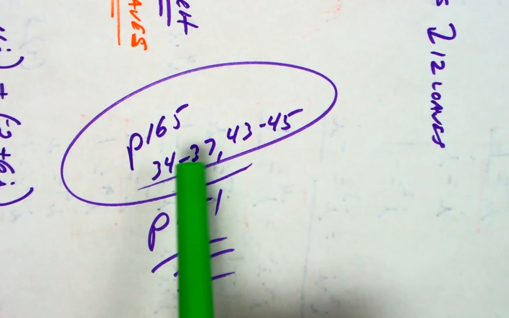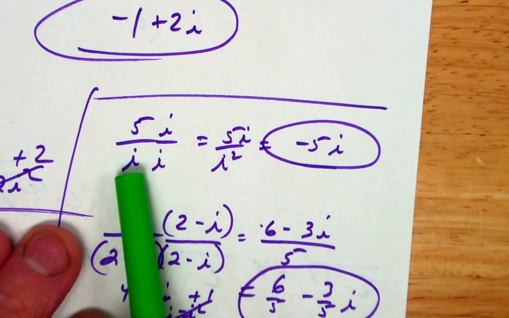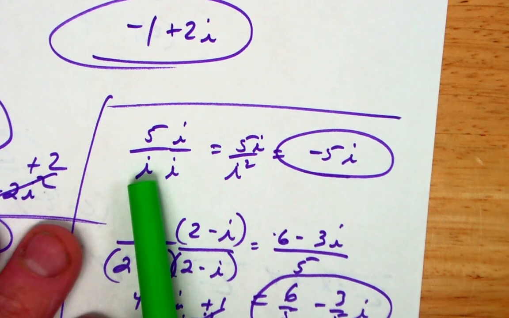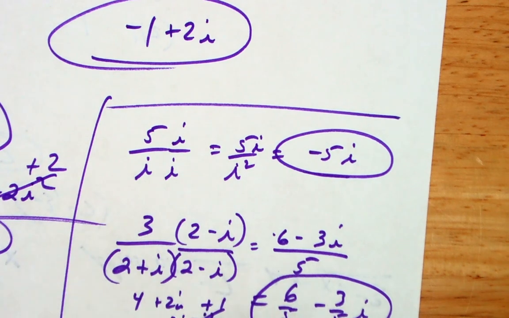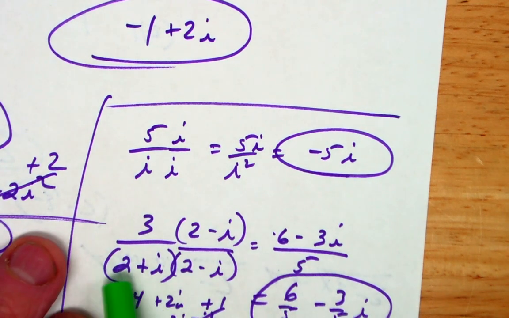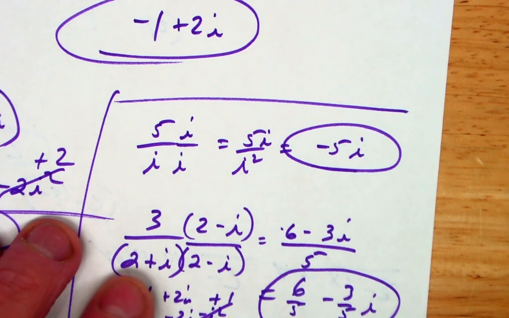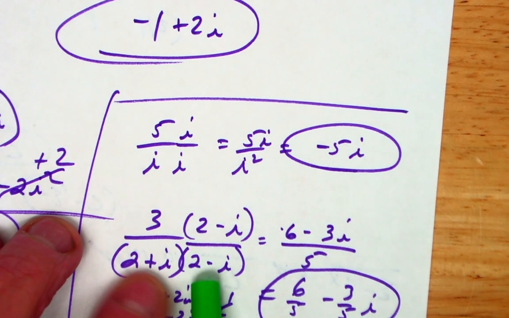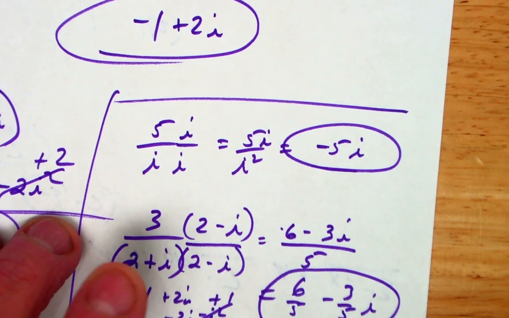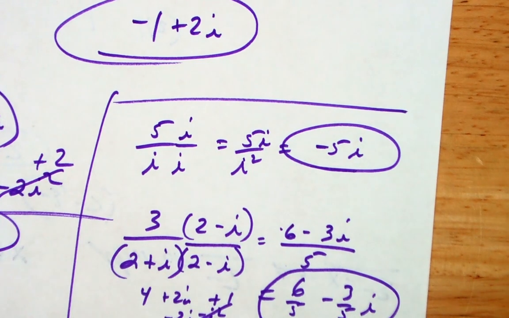This right here is division. So again with that, if it's just an i on the bottom, or even like a 2i on the bottom, just multiply top and bottom by i. If it was something like 2 plus i on the bottom, multiply top and bottom by the complex conjugate, where the numbers are the same, but if it was a plus, this would be a minus. If this is a minus, then this will be a plus.